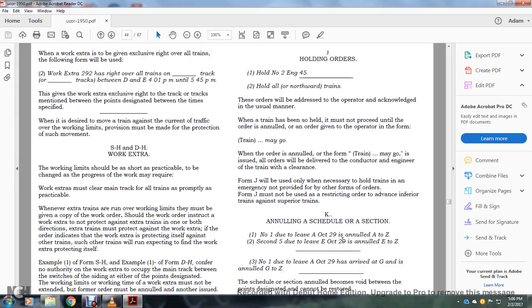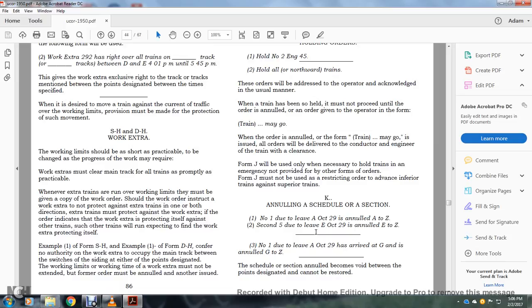When a work extra is to be given exclusive right over all trains, the following form will be used: Work extra 292 has the right over all trains on blank track or tracks between D and E until 5:45 p.m. This gives the work extra exclusive right on the track or tracks mentioned between the points designated between the times specified. When it is desired to move a train against the current of traffic within the working limits, provisions must be made for the protection of such movement.